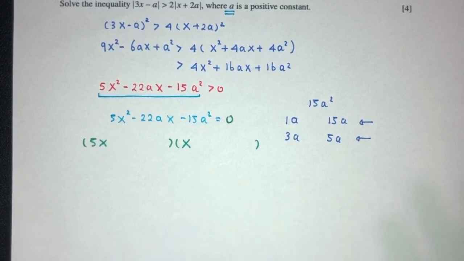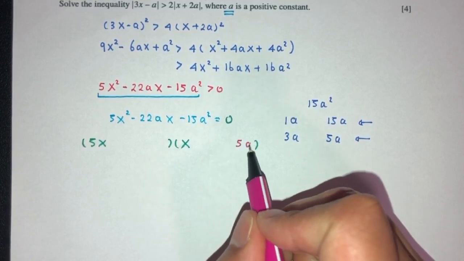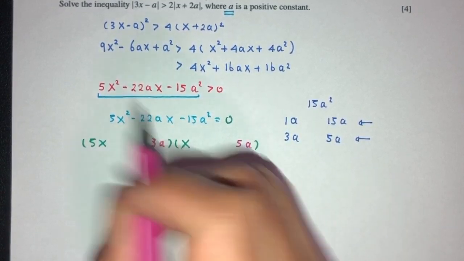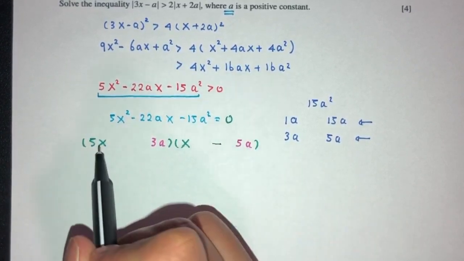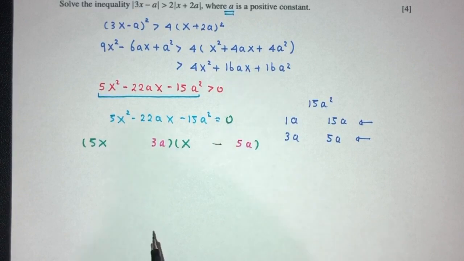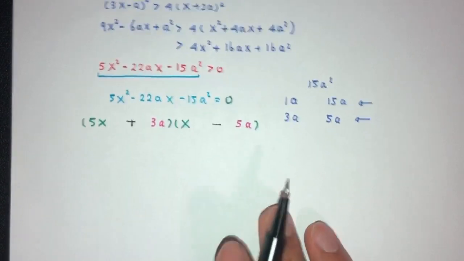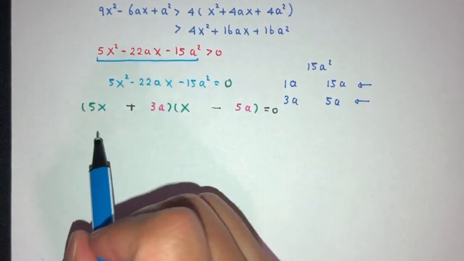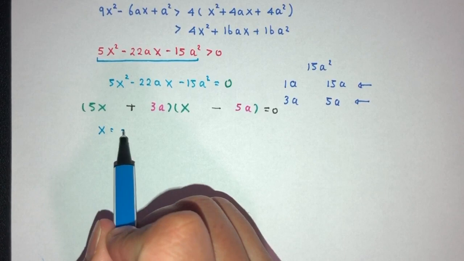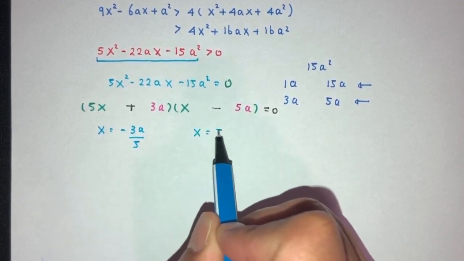Now for me, I could see already it should be 5a over here and 3a over here. Because here we have to have minus 25a, 5 times minus 5a, and plus 3a to get minus 22a. So this is the factorization of this one. So finally, solve. X will be the value of minus 3a over 5. X will be the value of 5a.